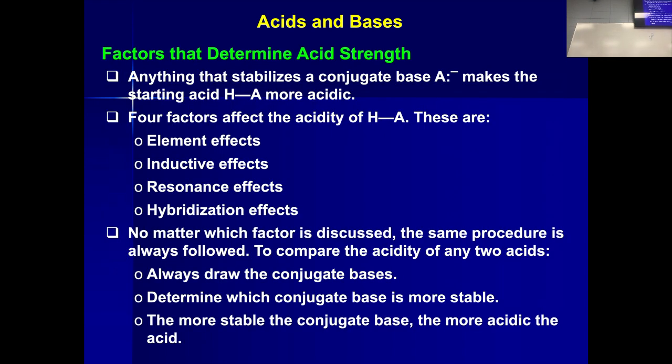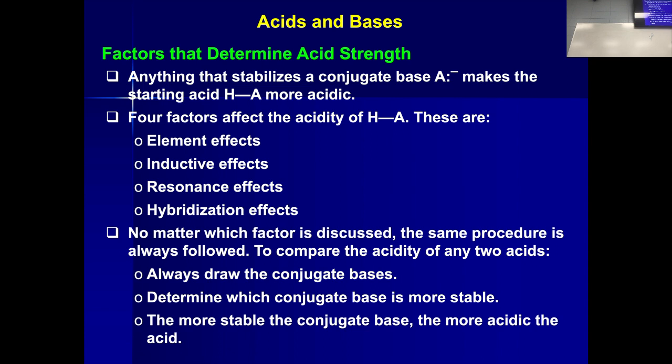All right. So what makes something a stronger acid than something else? There are 4 factors that affect the acidity of anything, and they are listed here. There's the element effect, the inductive effect, the resonance effect, and the hybridization effect. Okay? All of these things can influence the acidity of a molecule. We're going to talk about each one of them.